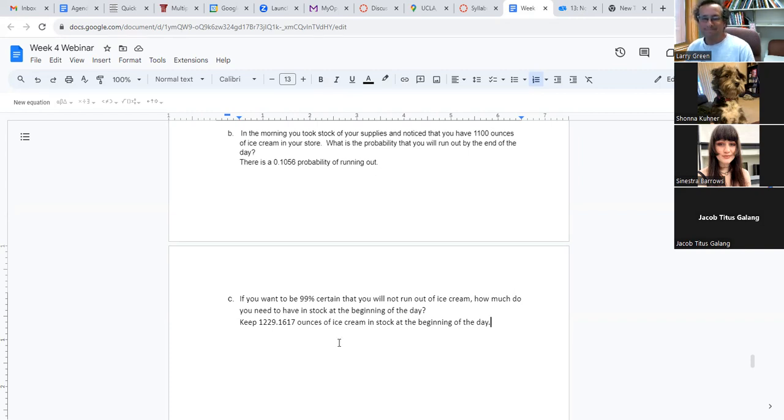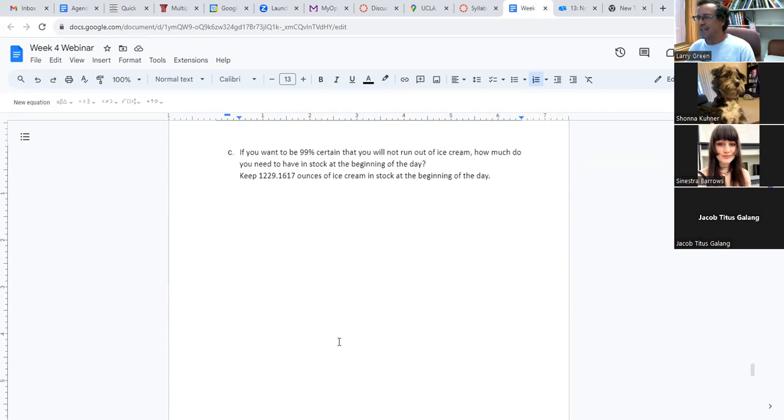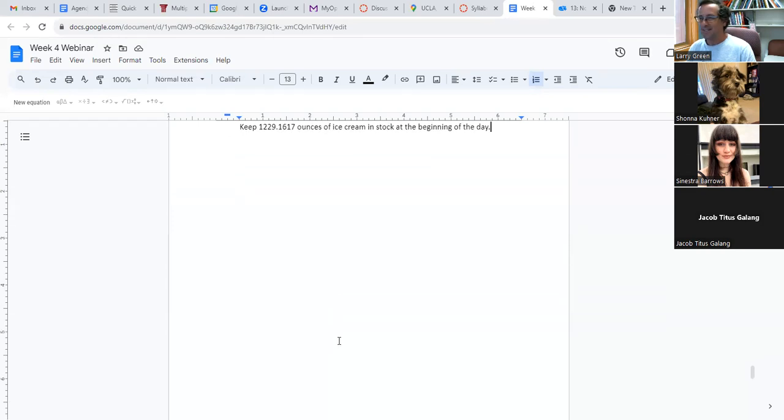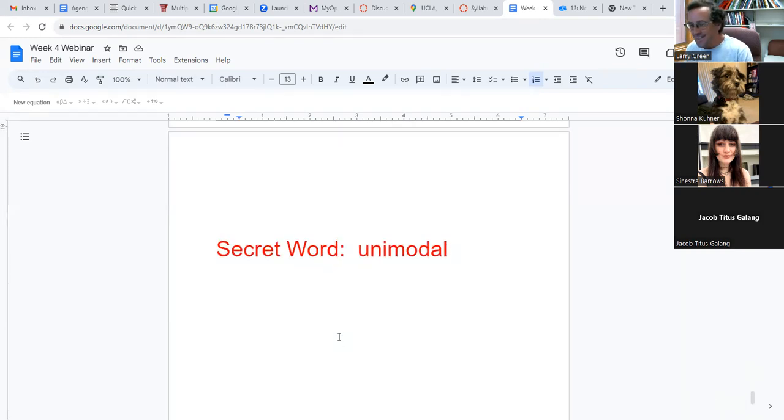Okay, I want to go to the next thing. What haven't I shown you yet? The secret word. The secret word is unimodal, because the normal distribution is unimodal. It only has one bump. It only has one highest spot. So it is a unimodal distribution. So make sure you write down unimodal, because that's the secret word of the day. I always try to make it relevant, but probably you wouldn't guess it. So that's the secret word.